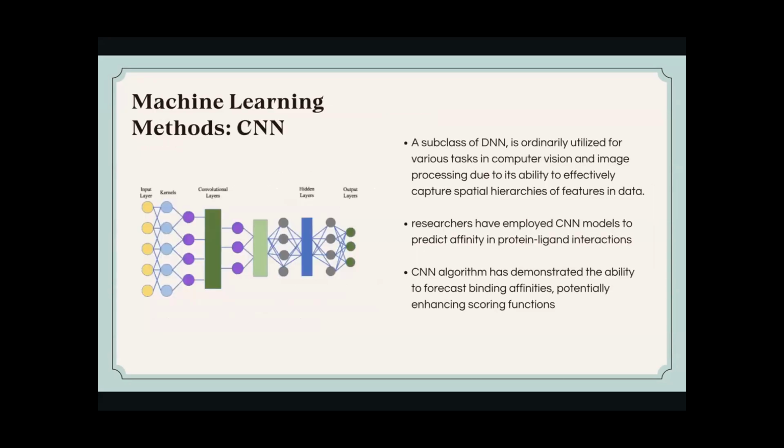And the second type of deep learning network would be CNN, or convolutional neural network. It is a subclass of DNN and is ordinarily utilized for various tasks in computer vision and image processing due to its ability to effectively capture spatial hierarchies of features and data. And researchers have employed CNN models to predict affinity and protein ligand interactions mostly. And CNN algorithms have also demonstrated ability to forecast binding affinities, potentially enhancing scoring functions.